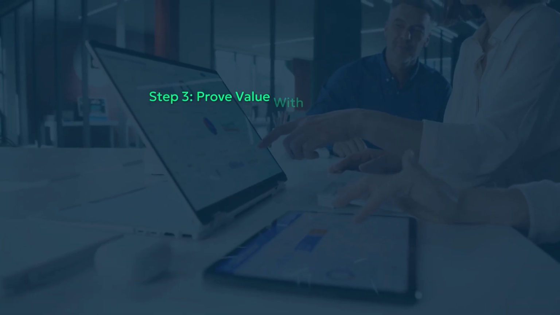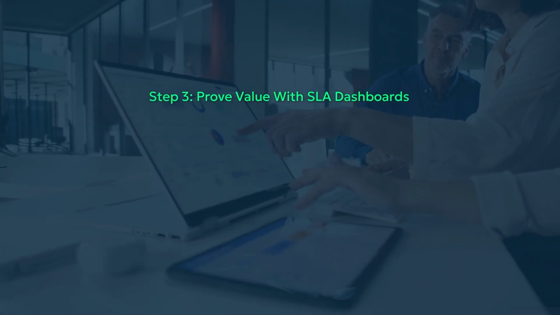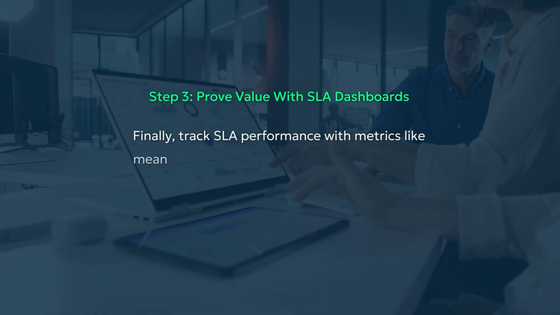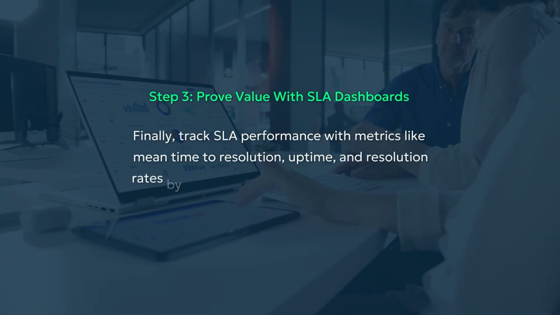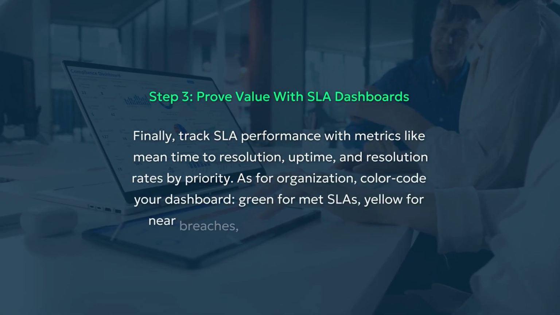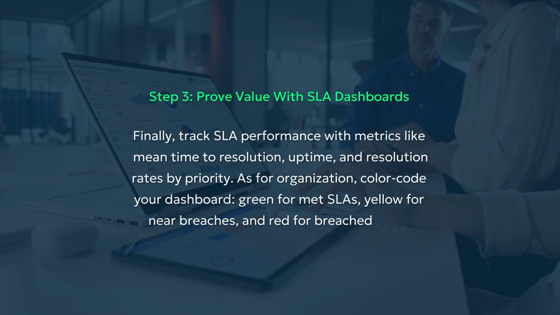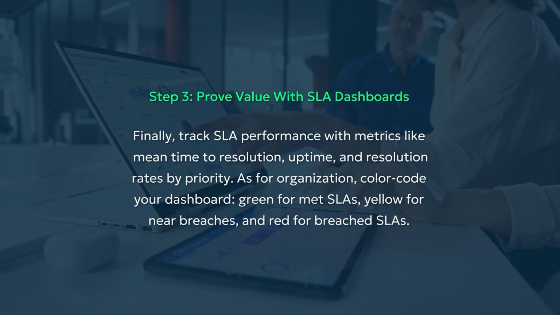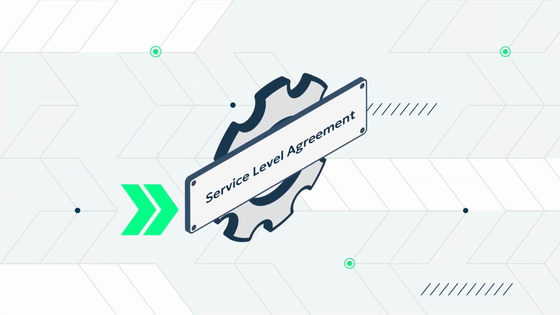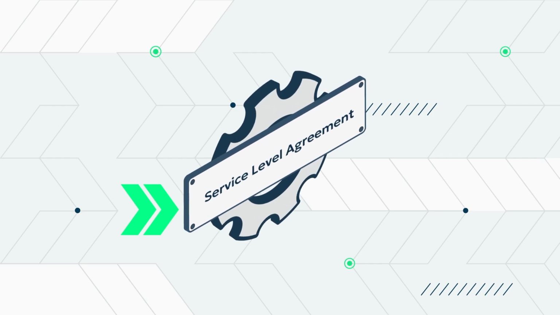Step 3. Prove value with SLA dashboards. Finally, make SLA performance visible. You'll need to track metrics like mean time to resolution, uptime, and resolution rates by priority. As for organization, you can color code your dashboard by using green for met SLAs, yellow for near breaches, and red for breached SLAs. When properly operationalized, your SLA becomes a control framework, a margin protection tool, and a measurable proof of value.